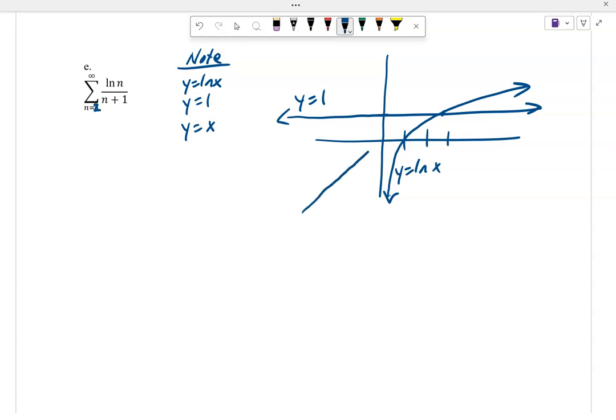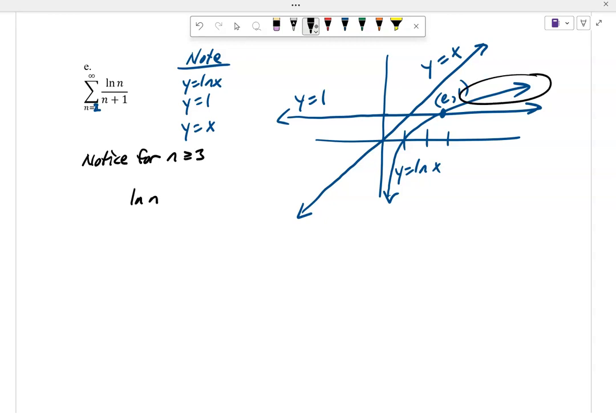And finally, here's y equaling x. And this is the point e comma 1 right there. So natural log of e to the 1 is just 1, right? And notice here, why I graph this is for values that are greater than or equal to 3. Actually, write this down. Notice for n greater than or equal to 3, the natural log of n, see how it's in between the 1 and the y equals x right there?